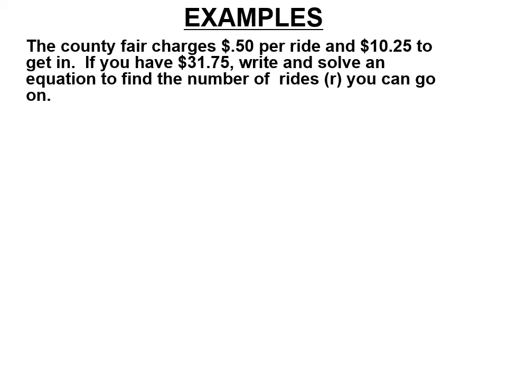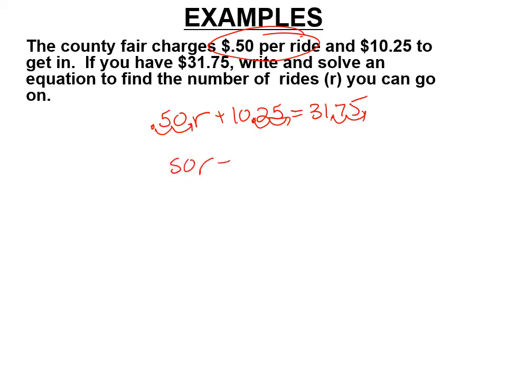So we have the rate is 50 cents per ride, R for rides. It was $10.25 to get in. And we have a total of $31.75. Now we could do that all with the decimals, or we can move it twice everywhere. And we get 50R plus 1,025 equals 3,175.